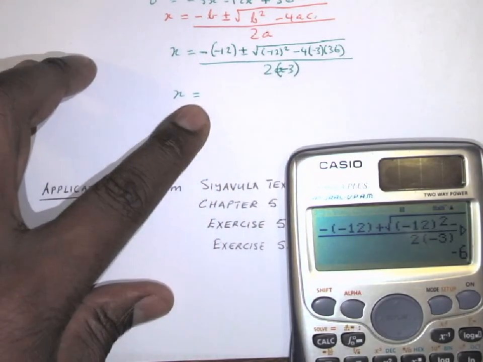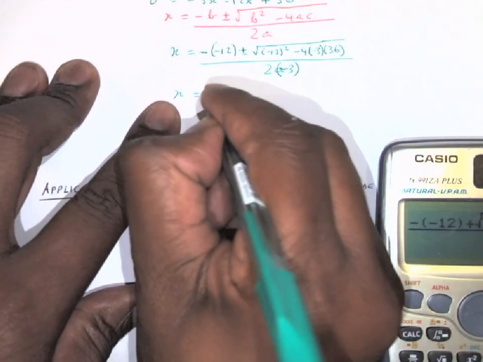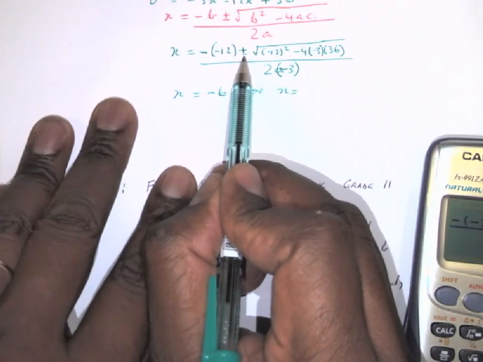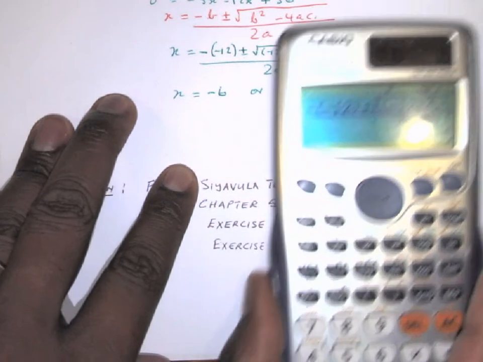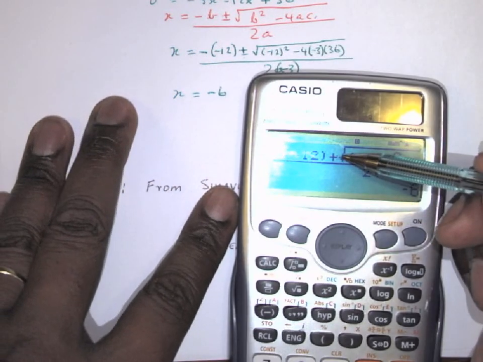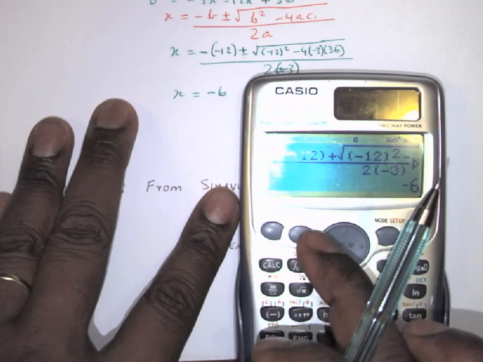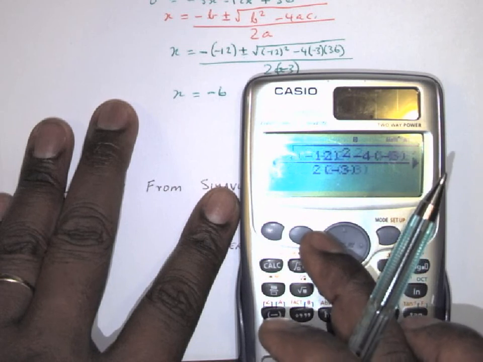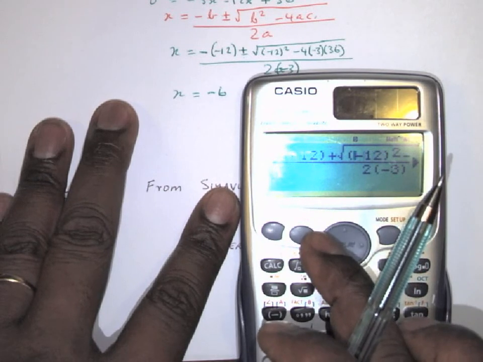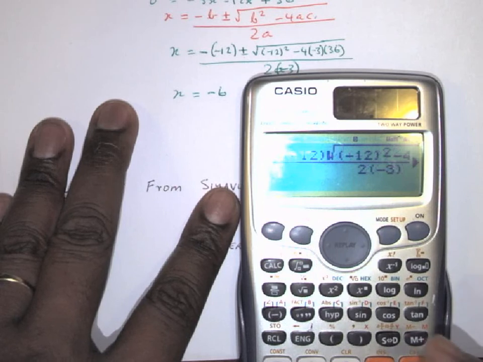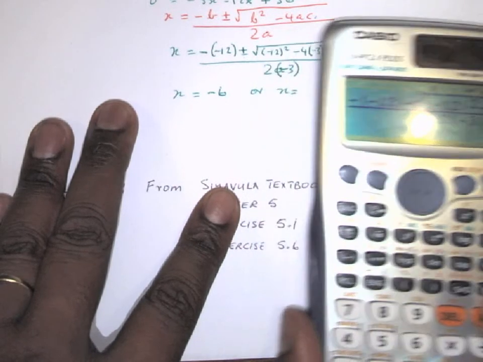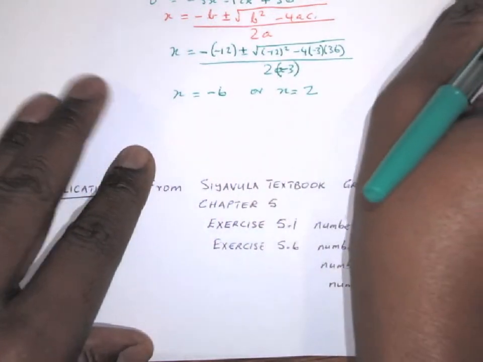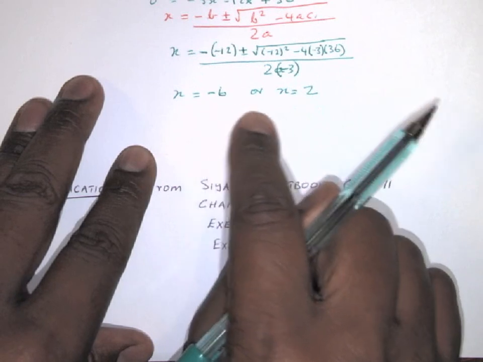And I get an answer: x equals minus 6. Note that I put a plus there, so for the other value I want a minus. I go back, delete the plus, put a minus in, and then the equal sign gives me 2. So x equals 2. You found that x is minus 6, and then 2.